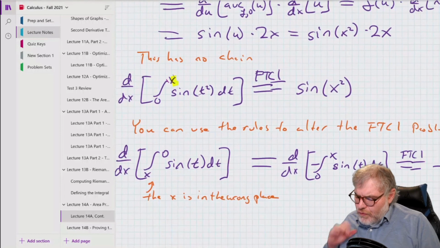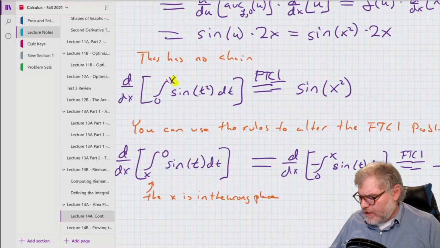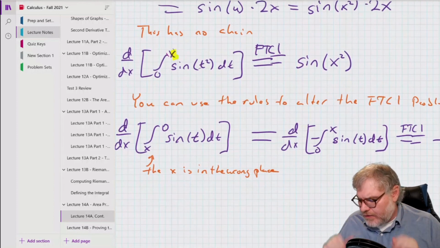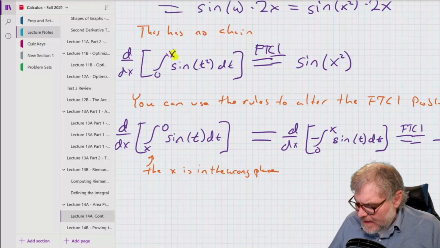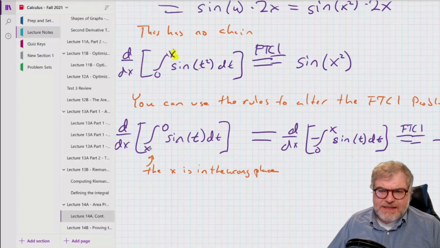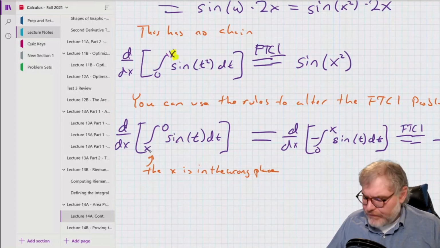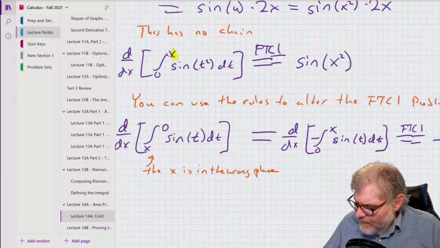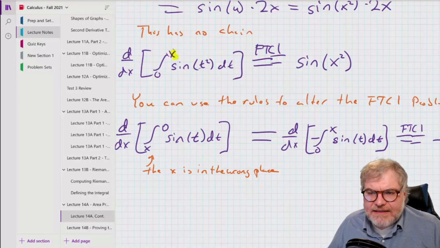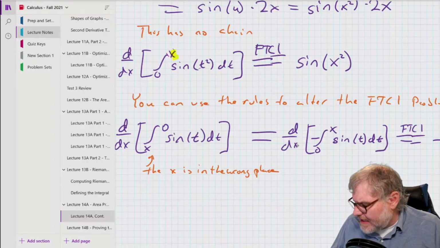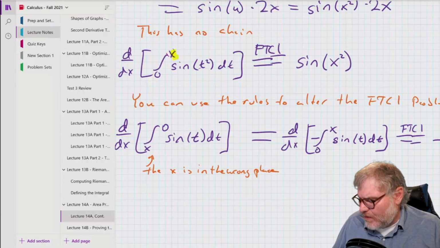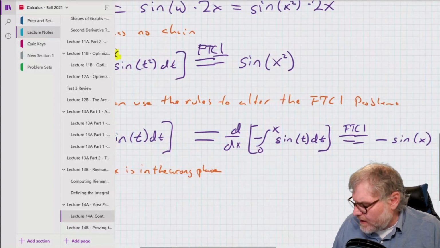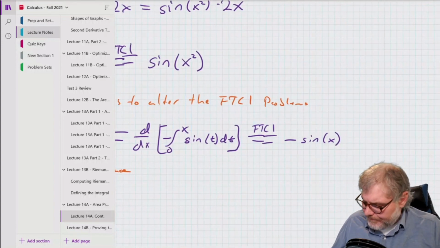I can also use the rules that I just had, and these are the tricky ones, to alter the integral. So let's say I want to do the derivative with respect to x. Now notice here the base point is the thing moving. That's weird for this thing, right? And FTC1 cannot be applied to this. But if I flip the base point and the upper point, I actually get d over dx of negative integral from 0 to x of sine of t dt. And that I could take the derivative of using FTC1, and I wind up with negative sine of x.